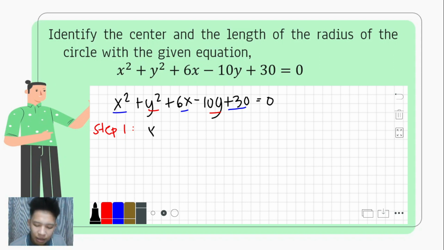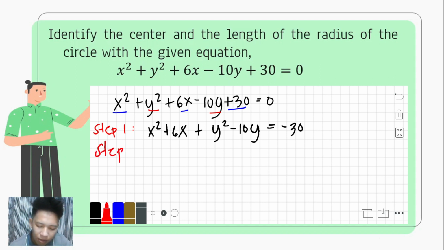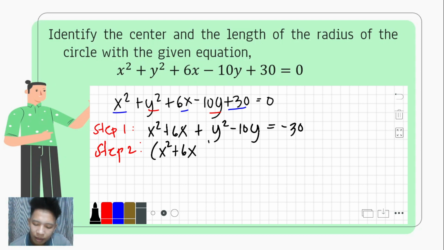So making this, we have x squared plus 6x. So, pinagtapi na po natin siya, plus y squared minus 10y equals negative 30. So, that would be our step 1. So, step 2 is for us to group them. So, we have down here x squared plus 6x, then plus y squared minus 10y equals negative 30.